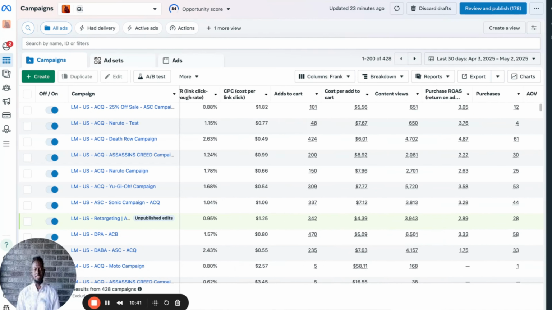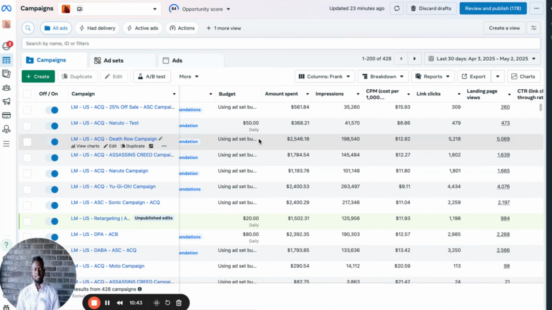But obviously we're well above that. We're at a 4.87 return on ad spend, and that was really good. Client was very happy with that. And how much did we spend on that specific campaign? We spent $2,500 on that specific campaign within the span of a week.